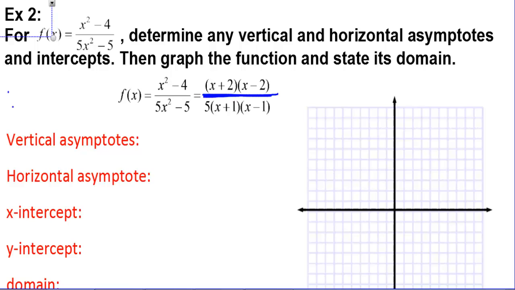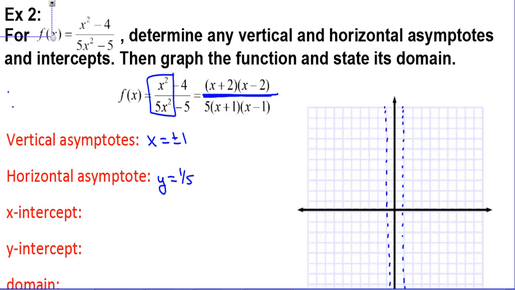Vertical asymptotes, that's what makes the denominator 0. So in this case, we have plus and minus 1. So we have a vertical asymptote at 1 and a vertical asymptote at negative 1. Horizontal asymptotes, that's a comparison of the powers, the leading terms that is. So since these are the same, this graph is leveling out at 1/5. So 1/5 is very close to the x-axis. We'll draw it right there.